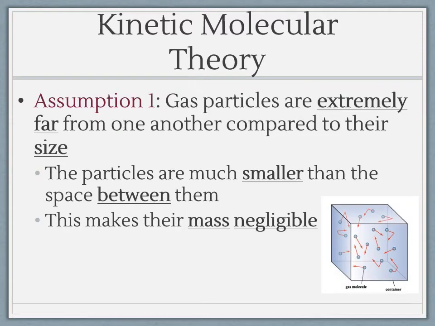So, the assumptions of the kinetic molecular theory. The first, gas particles are extremely far from one another compared to their size. So that's what we said a minute ago: if we have a gas, the volume is mostly empty space. The particles are much, much smaller compared to the space that is between them. And so that means that essentially, if we are talking about a sample of gas, the mass of the gas particles themselves is pretty much negligible. Because again, when compared to all of the empty space, there's way more space than there is actual particles.